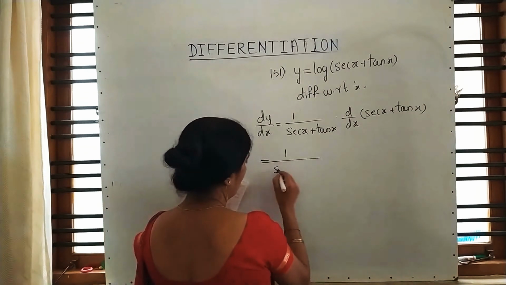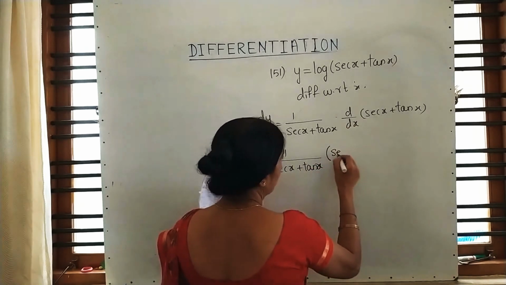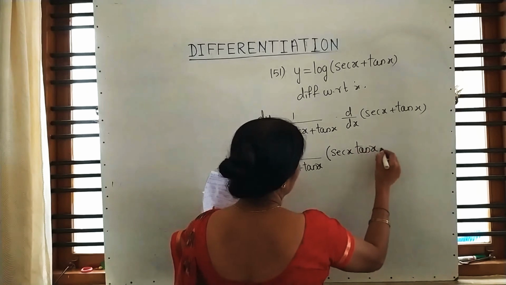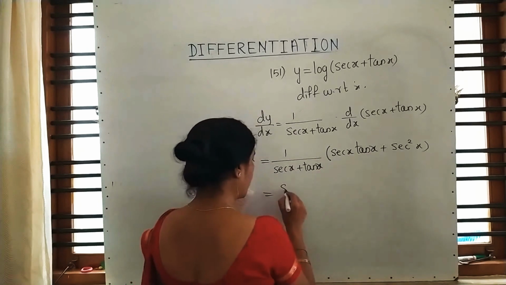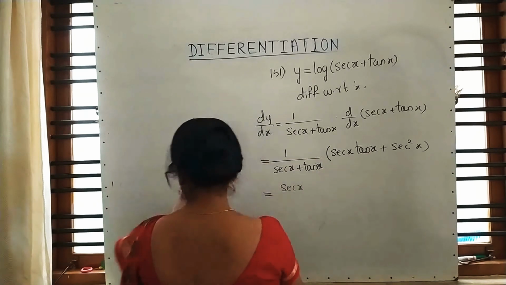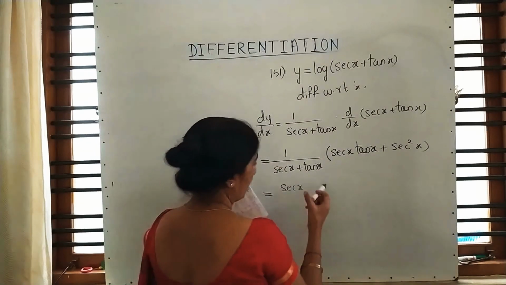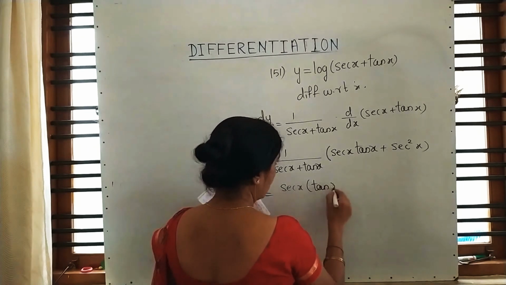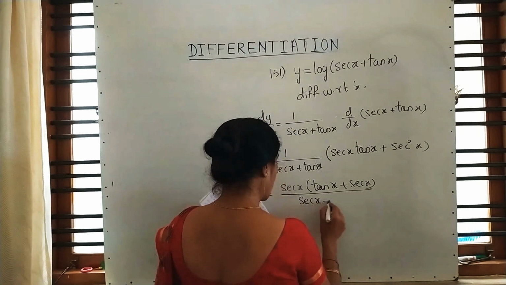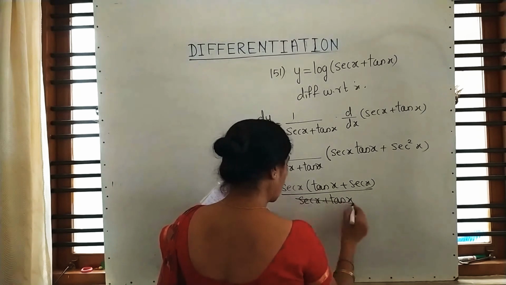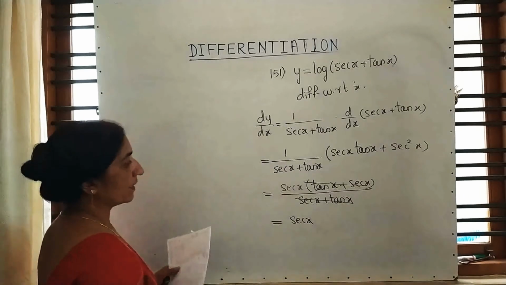So 1 upon sec x plus tan x in the bracket. Differentiation of sec x is sec x into tan x, plus differentiation of tan x is sec square x. Yes, what is common? Sec x is common in the numerator. What is remaining? Tan x plus sec x. In the denominator we have sec x plus tan x. Here sec x plus tan x and tan x plus sec x are nothing but the same. They get cancelled. Sec x is remaining.